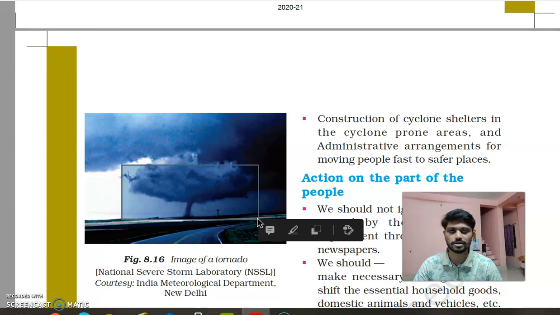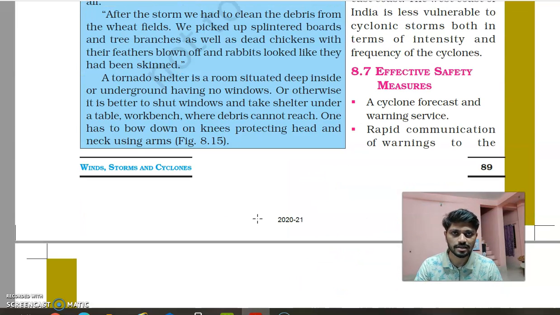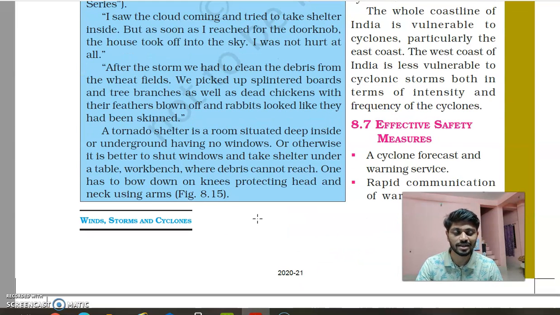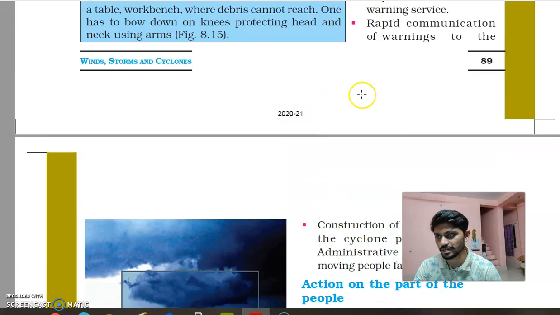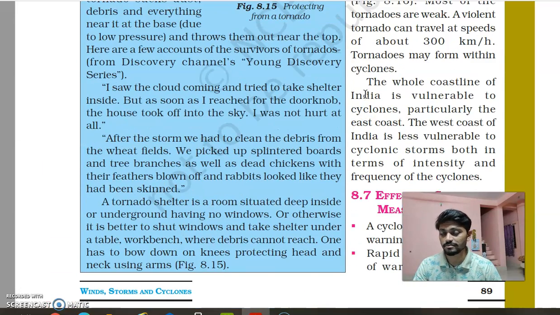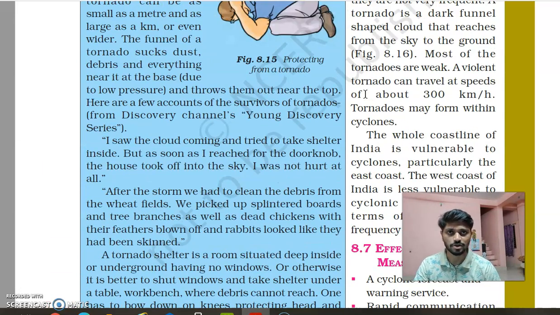But tornadoes are quite common in the North American continent, and hence we might have seen them in some Hollywood movies. Such scenes are available in Hollywood movies because tornadoes are very common there. Some tornadoes are quite light, but if there is a violent tornado, it can have a speed of around 300 kilometers per hour.